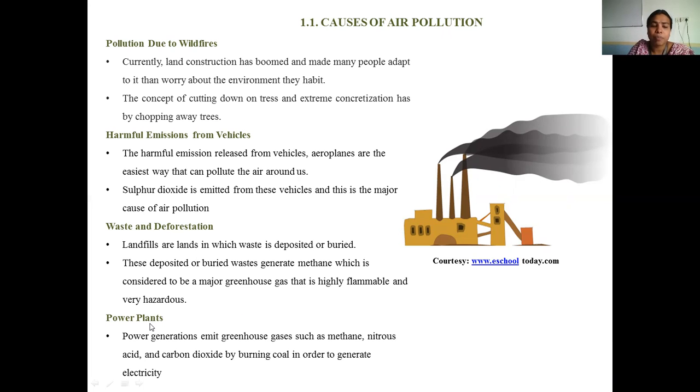And the fourth one is power plants. Power generation emits greenhouse gases such as methane, nitrous oxide, and carbon dioxide by burning coal in order to generate electricity. So these gases can also pollute the air. It causes the greenhouse effect, acid rain, and ozone layer depletion. So these gases are responsible for much of the air pollution.